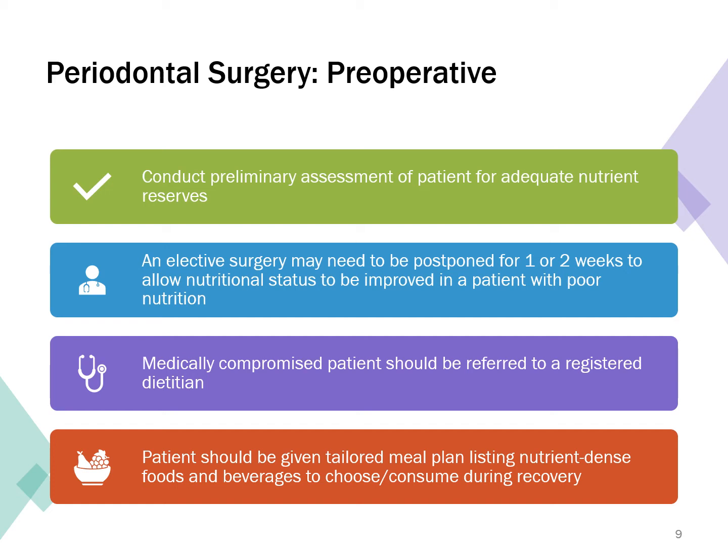Medically compromised patients should be referred to a registered dietitian. So, of course, this is not something that we do in our office. These are things that we would screen them for and then refer them to a dietitian. And then patients should be given tailored meal plans listing nutrient-dense foods and beverages to consume during recovery. So we want to give them all of the information about the kinds of foods they're going to have to eat after. That way they're able to plan out what they want and also to purchase it ahead of time, because they're not going to want to go shopping right after they get home from surgery.